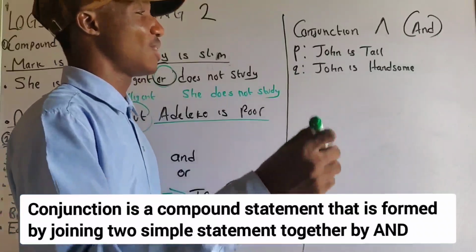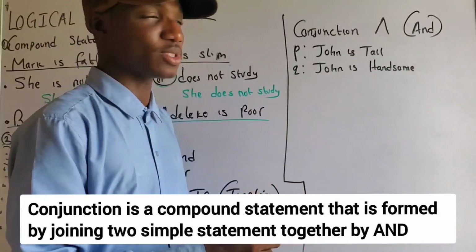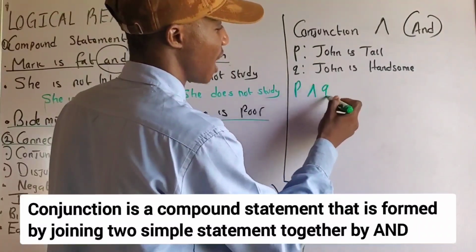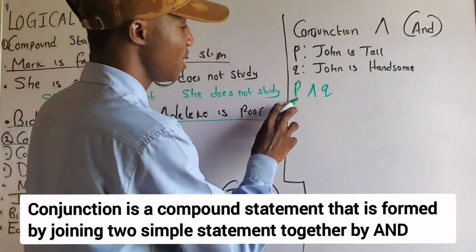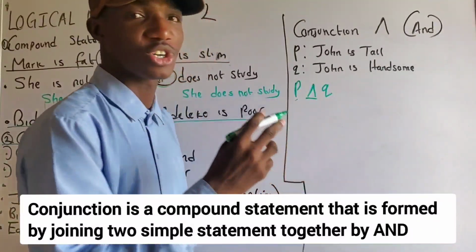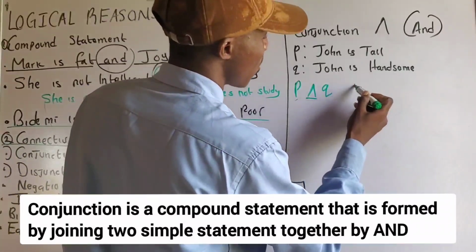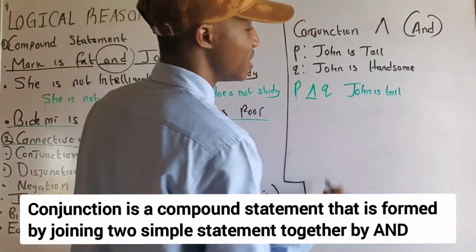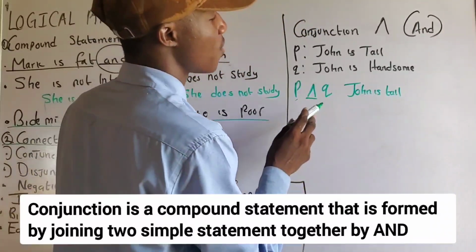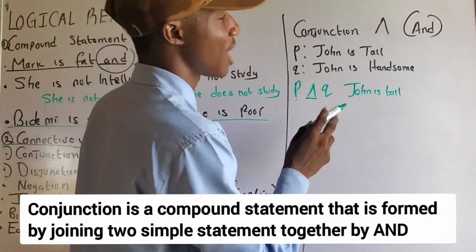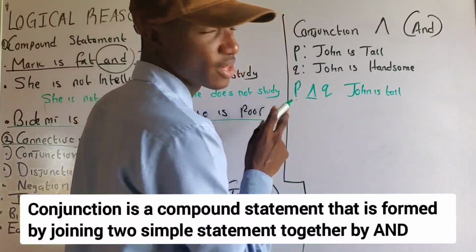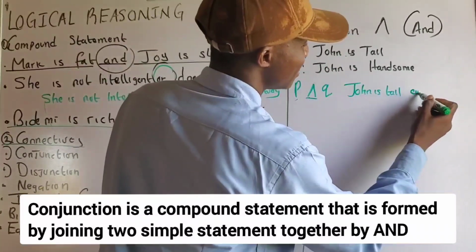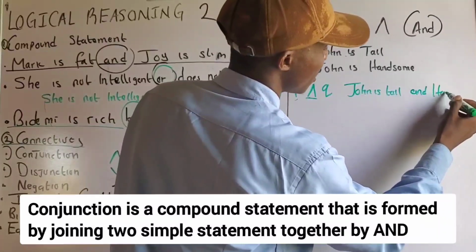Now, let us combine the two simple statements using conjunction. That is P conjunction Q, right? Do you know the meaning? P conjunction Q means John is tall, and now, instead of John is handsome, I'm going to write "and", because this word stands for "and". Are you getting what I'm trying to say? John is tall, which is the first statement, and handsome.